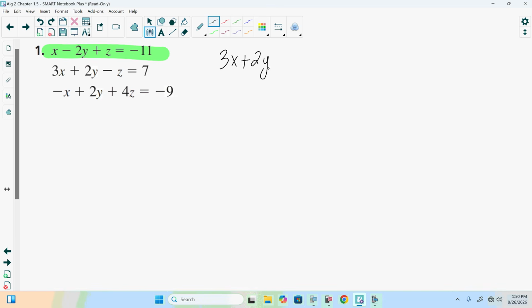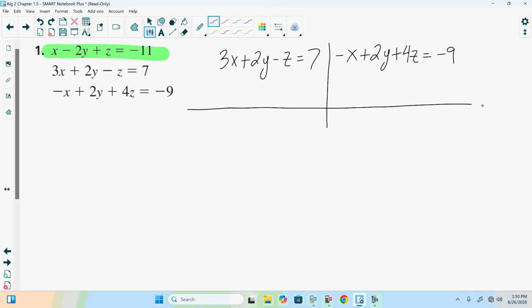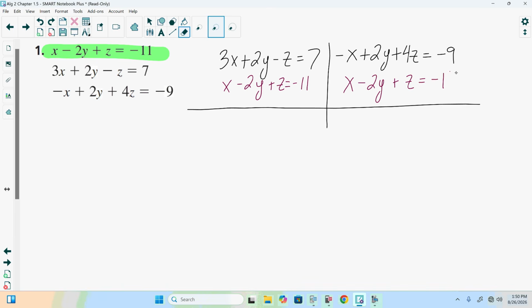3x plus 2y minus z equals 7. Negative x plus 2y plus 4z equals negative 9. Make that a little more apparent. Since y's are already the same, I don't need to multiply it by anything. I don't need to scale it so that the y's or x's or any of the values match up.